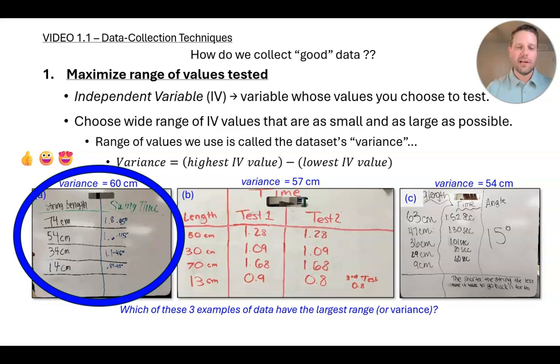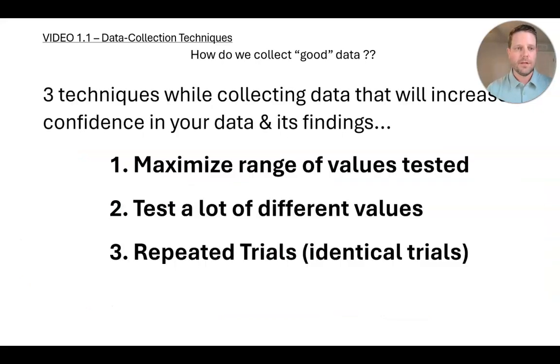Now, maximizing the range of values is going to help us see if there's a relationship. If you imagine a graph, it zooms out on the graph so that we can see the shape of the graph better. Instead of looking at a little postage stamp of data, it really broadens the data set so we can see the bigger picture.